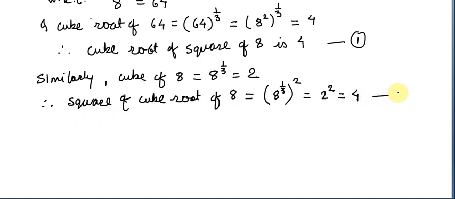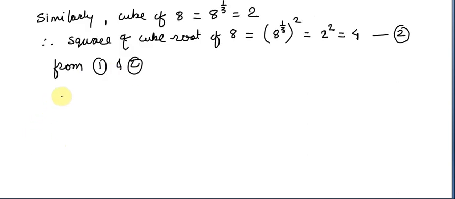So in this way we can interchange the position of index. In the previous example, square was inside the bracket and 1 by 3, that is cube root, was outside the bracket. In another case, we put the cube root inside the bracket, that is 1 by 3, and square as outside the bracket.